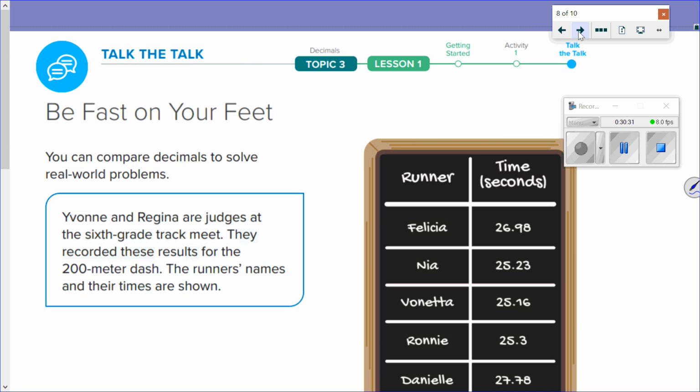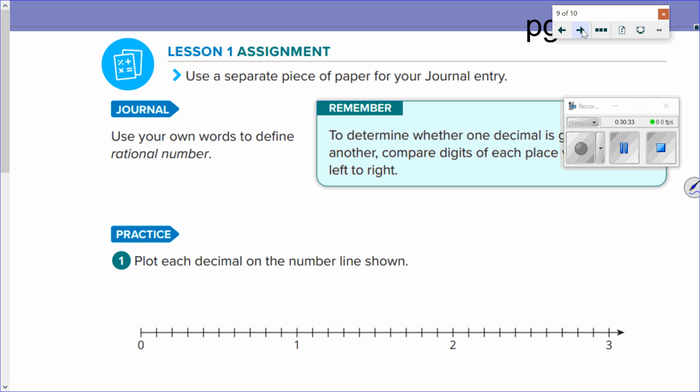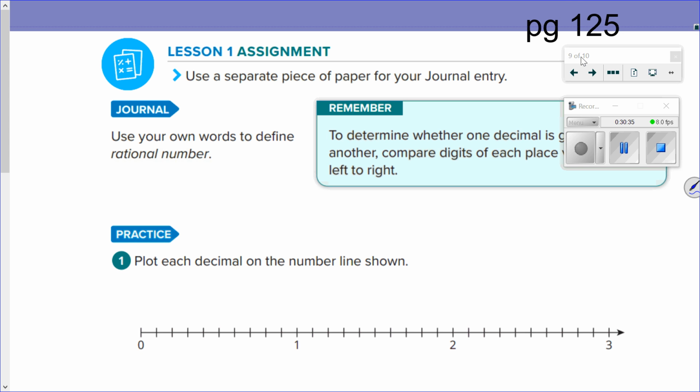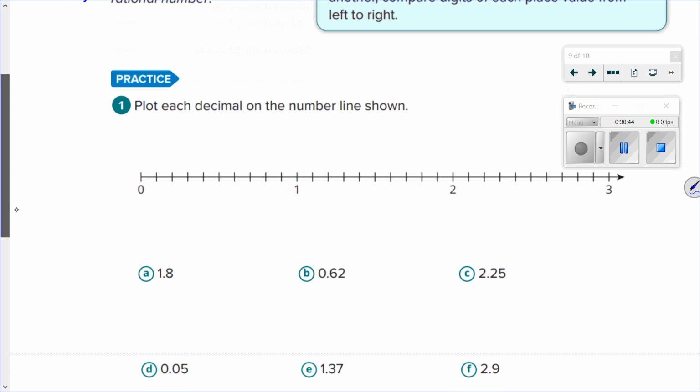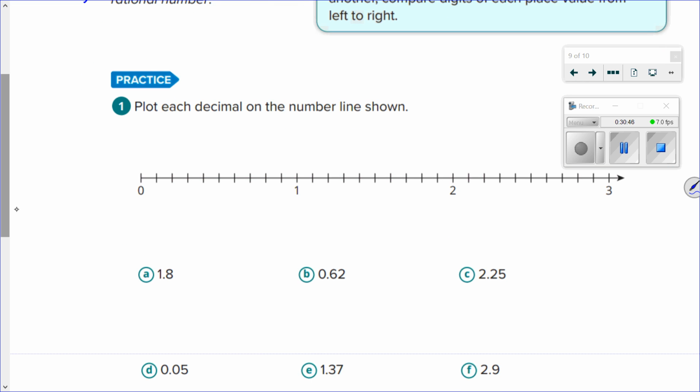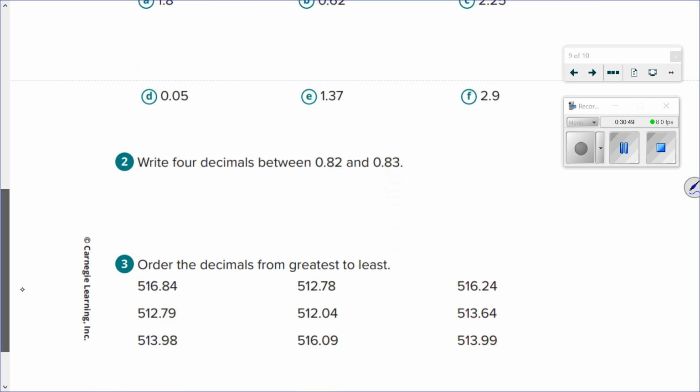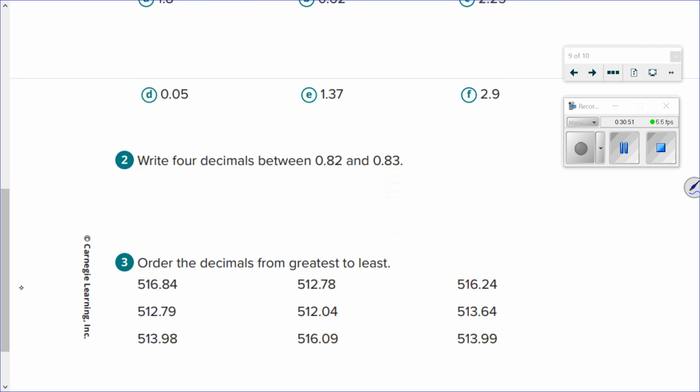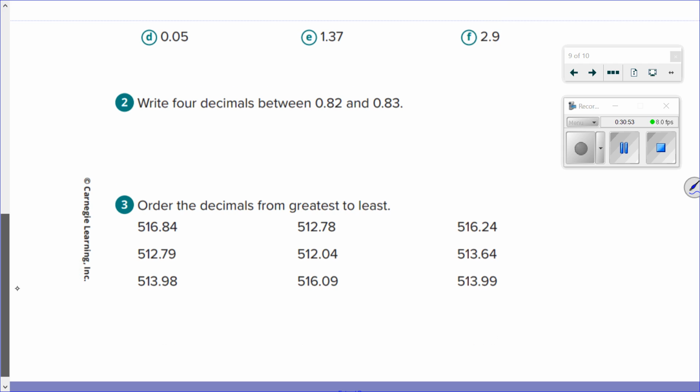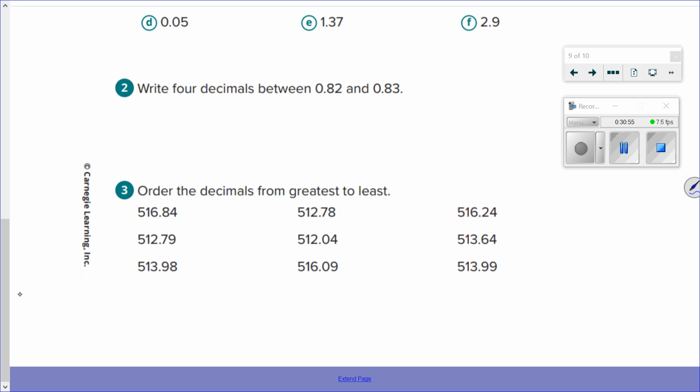Excuse me. On page 125, please don't forget the journal entry. We had you highlight that definition earlier. So plot each on the decimal line. So it's the same as we just did in class. Make sure you pay attention to the intervals. Write 4 decimals. We did one very similar to that. Order the decimals. Again, pay attention to the ones values as well as the decimal values.